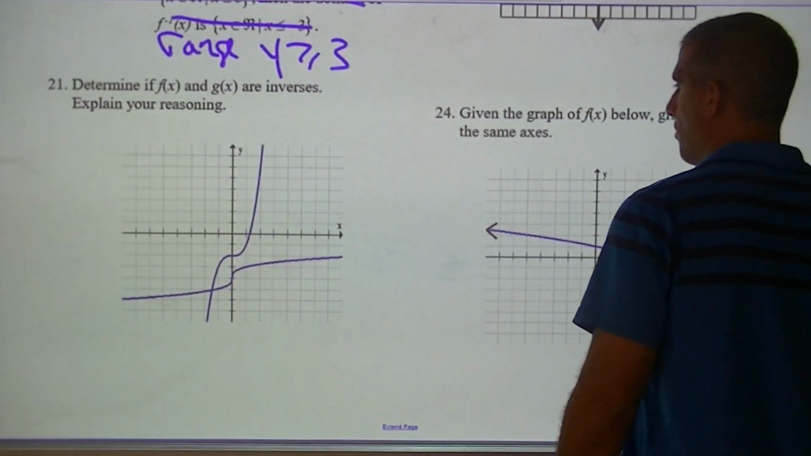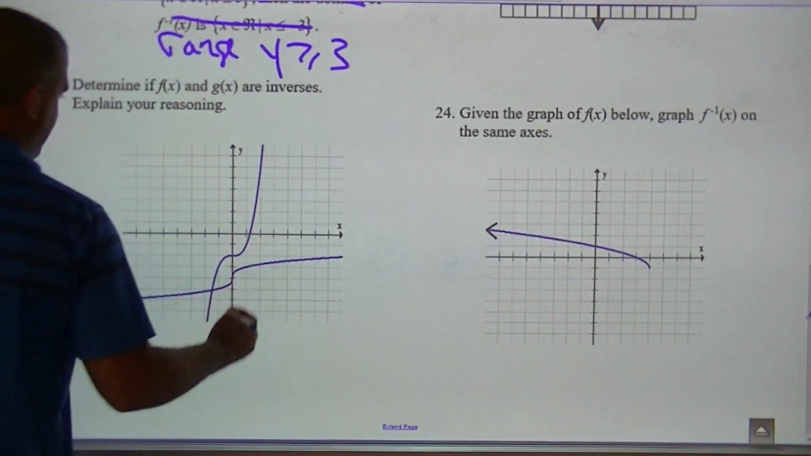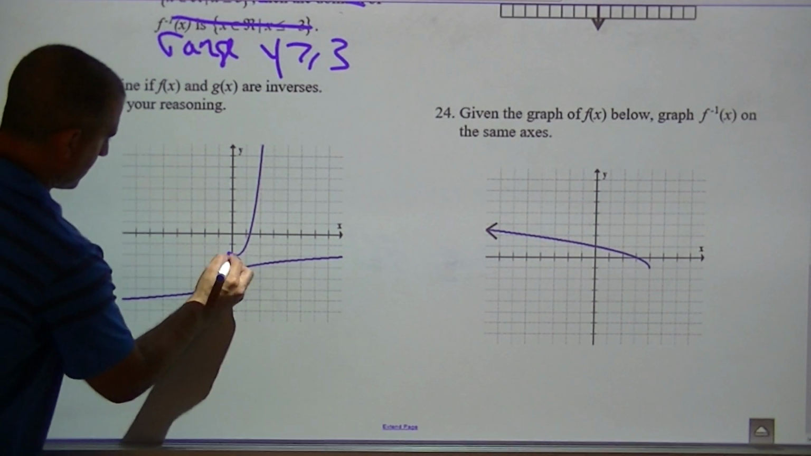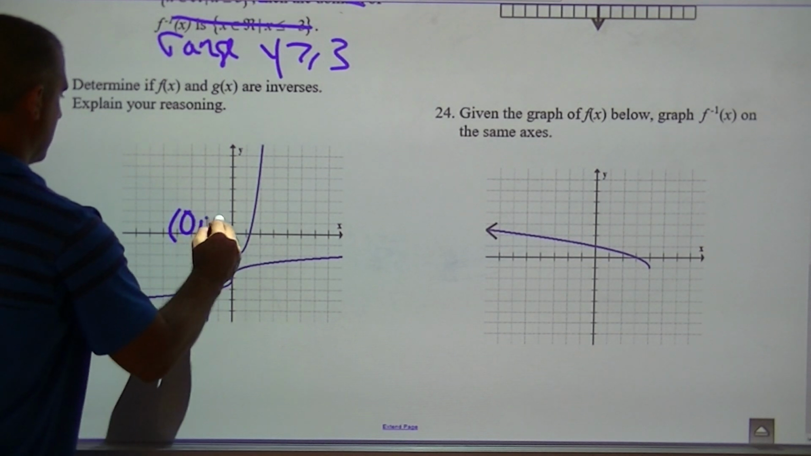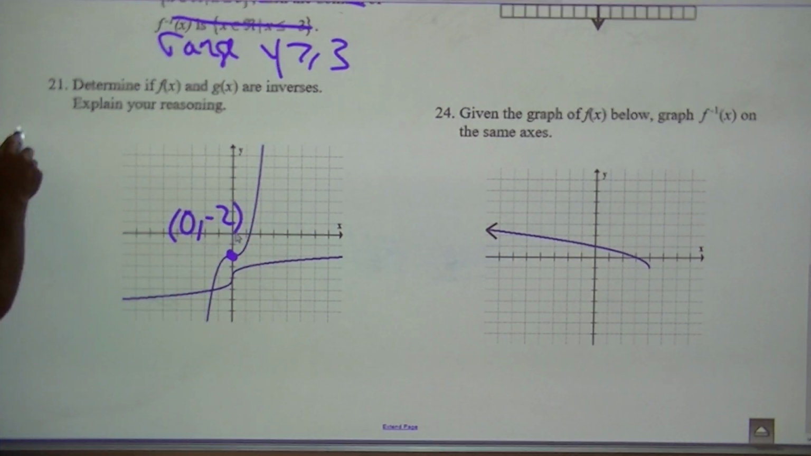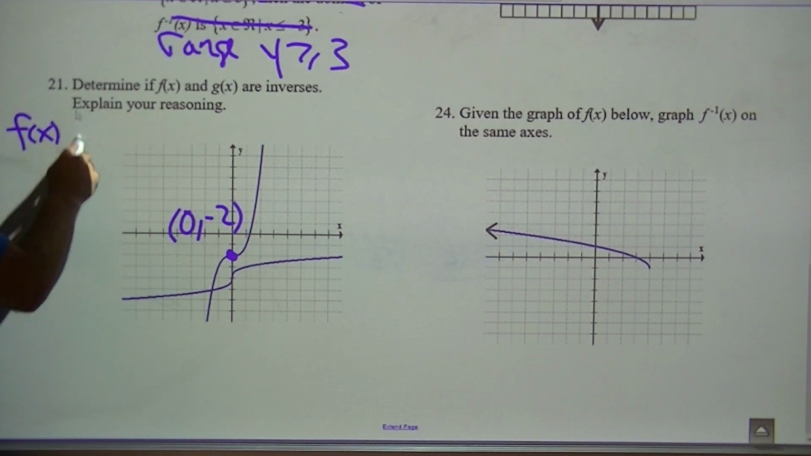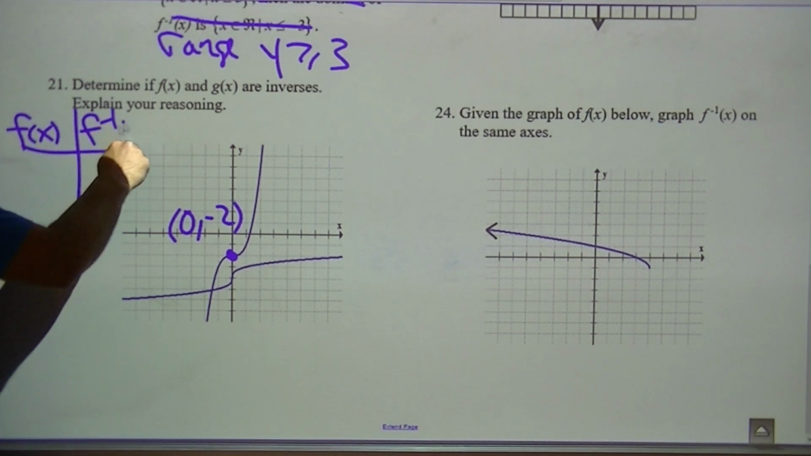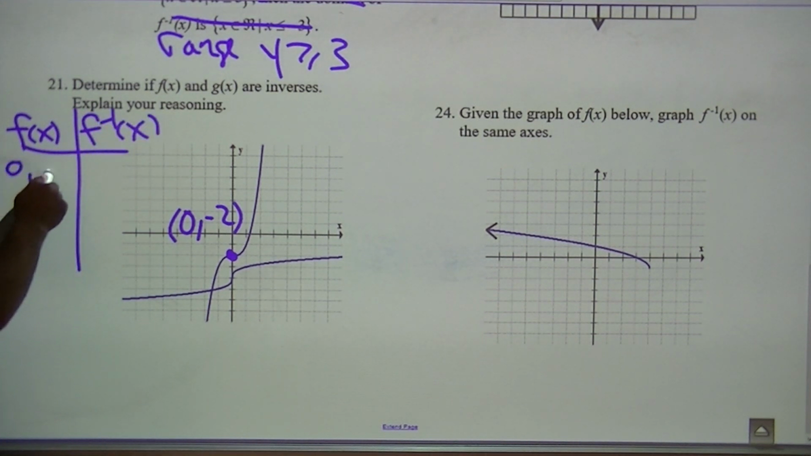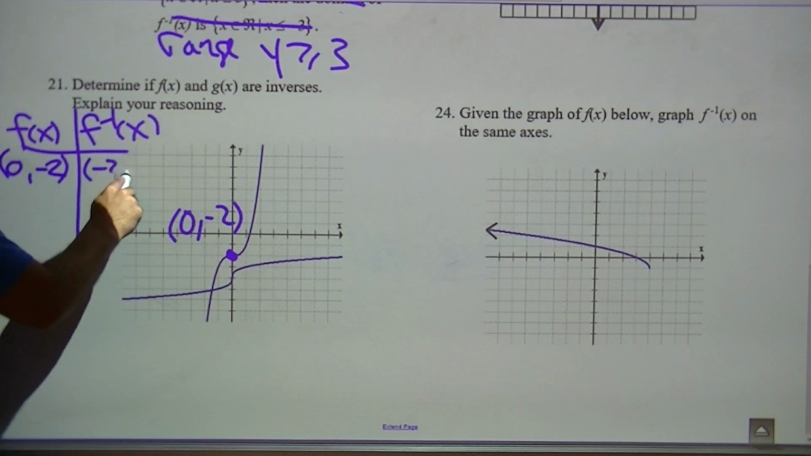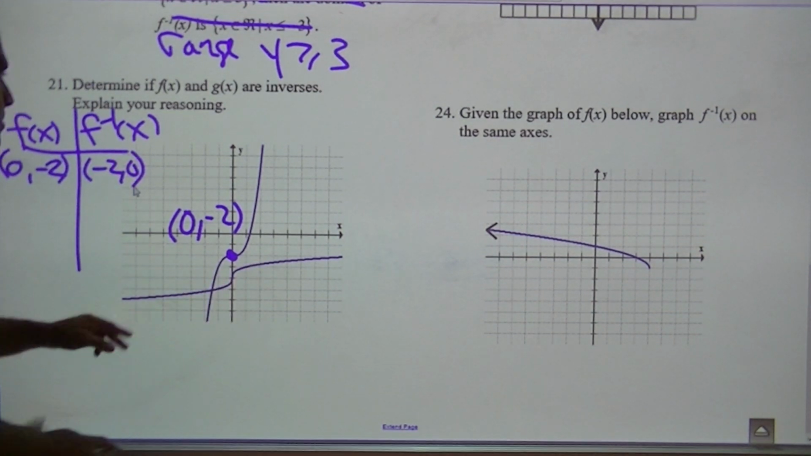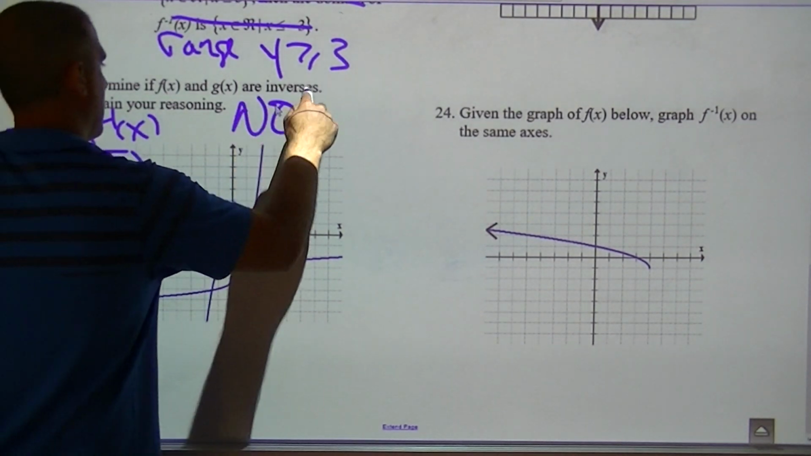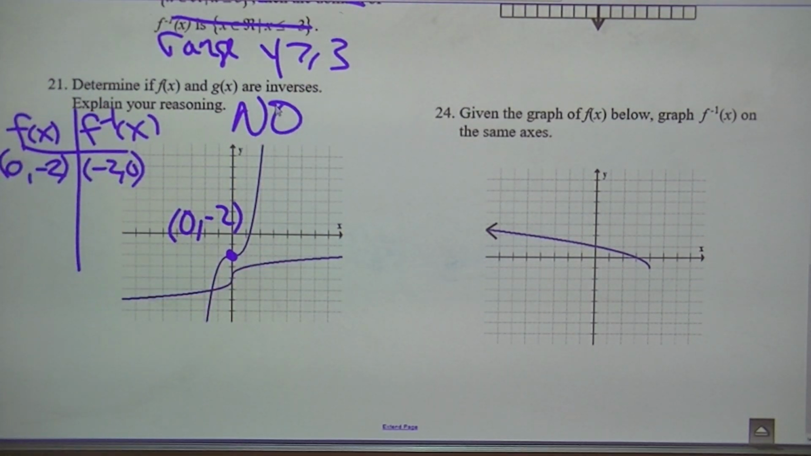Okay, question 21. What you have to do on this, if you look at these points, that's 0, negative 2. So when you have the function and its inverse, if this is 0, negative 2, this should be negative 2, 0. So that means we should have a line going through negative 2, 0, which we don't. So that would be no, because this one doesn't pass through negative 2, 0.